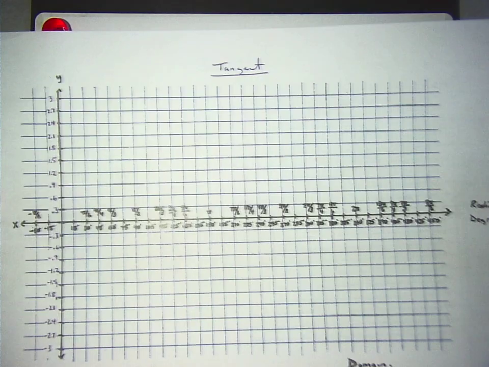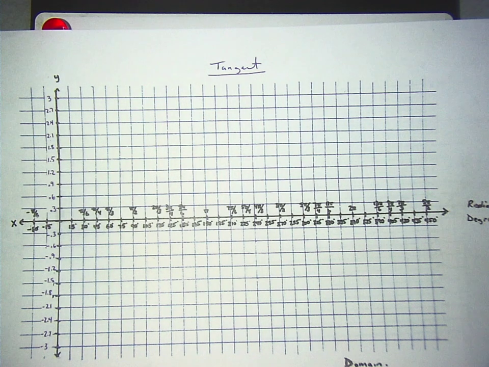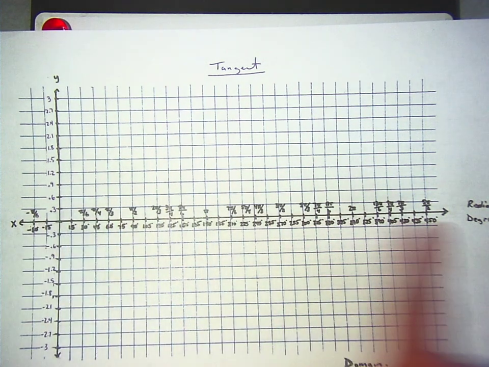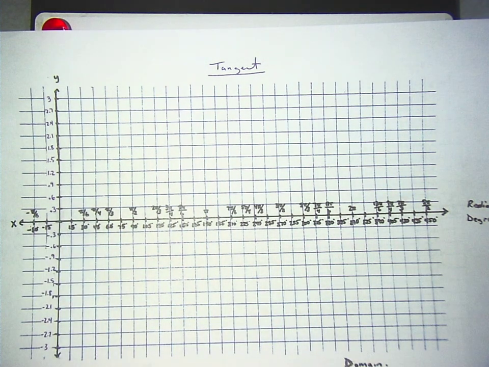Here we go. You notice that the scale down here is exactly the same as the last one we did, but the scale on the side goes up to 3 now, and -3. So, remind me, how do we find out tangent using the unit circle?